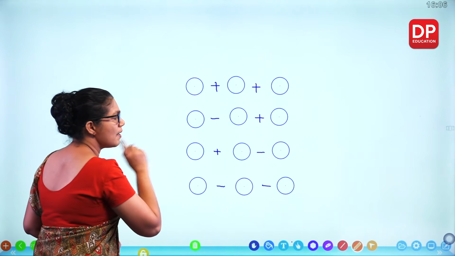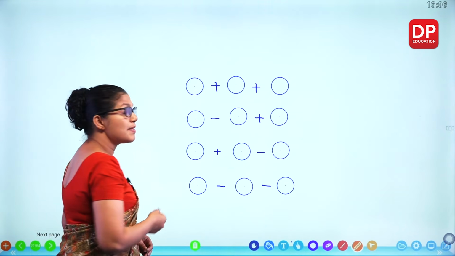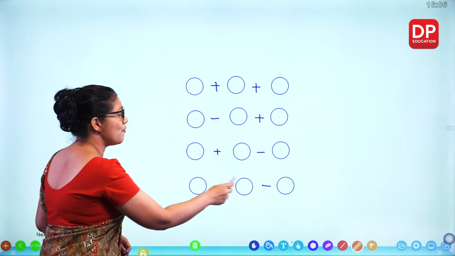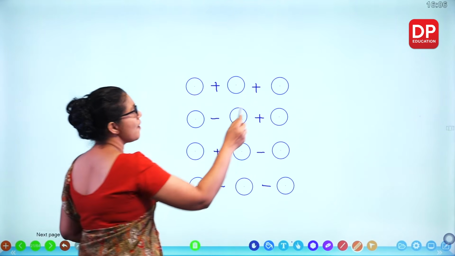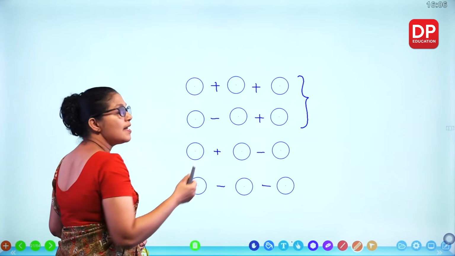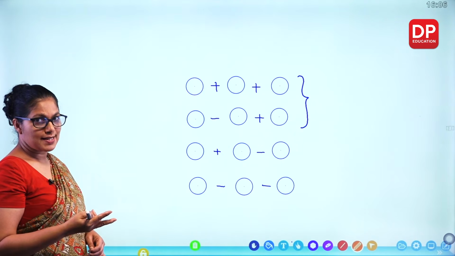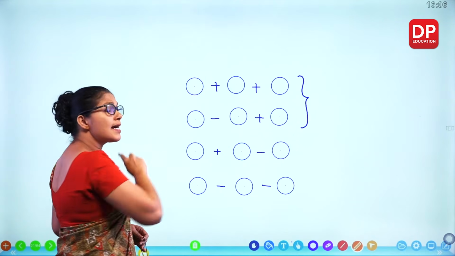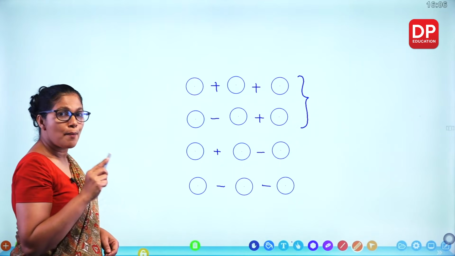Third step, the middle term is positive and the third term is negative. And the fourth step, we got both negative. So what did you identify? When you get the last term positive, this should be both minus or both plus. So if the second term is plus, you have to select both positive.